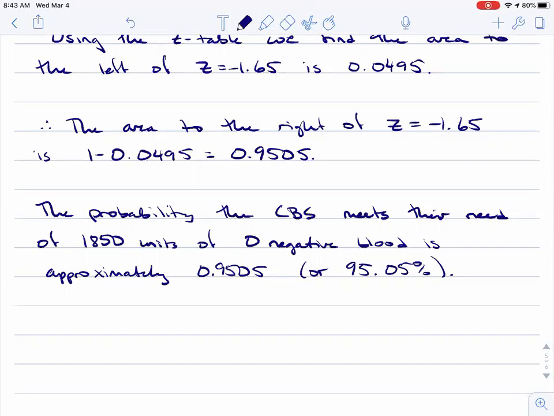That said, you want to keep all 4 decimal places for your probability, right? Because that's from your table. You don't want to truncate that. You want to keep all those 4 decimal places. All right. Nice work, guys.